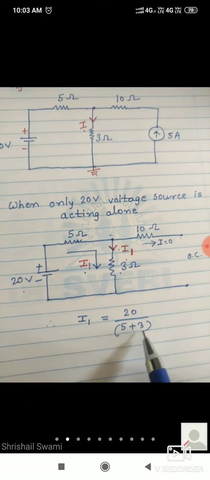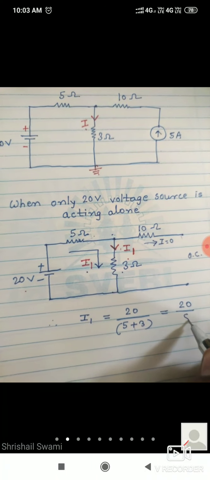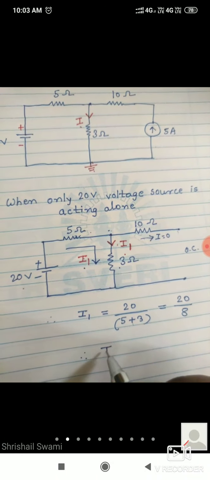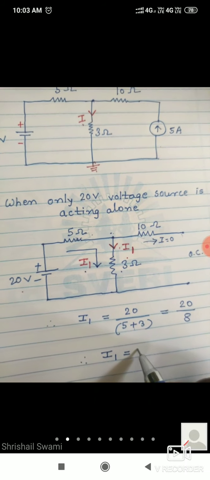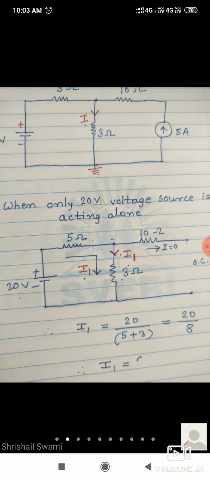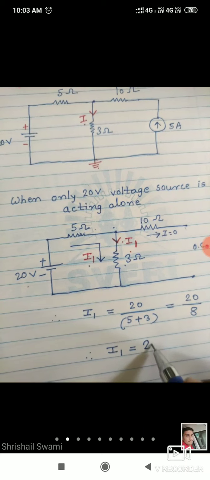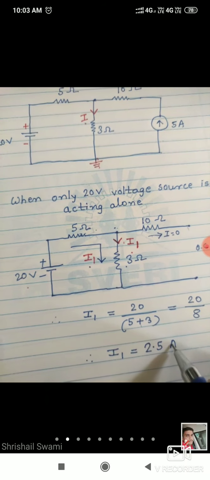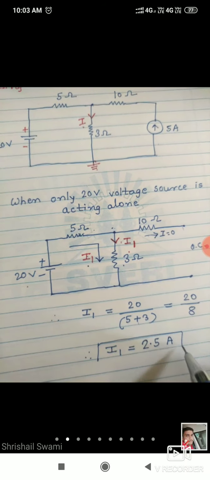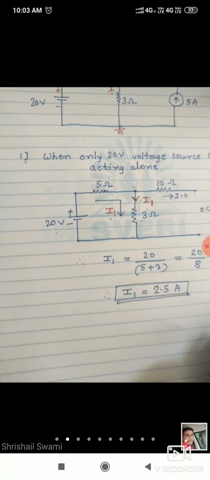Then what do we do when they are in series? Addition. Okay, now 20 divided by 8. So I1 is equal to 2.5. Yes, 2.5. That will be the unit ampere. Now this is the first response.